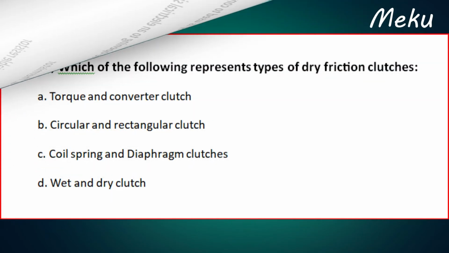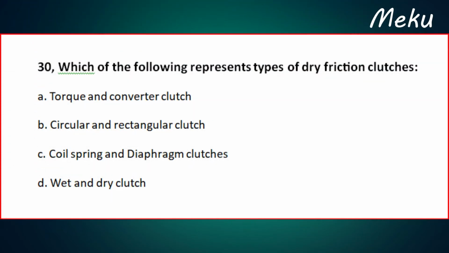30. Which of the following represents types of dry friction clutches? A. Torque and converter clutch. B. Circular and rectangular clutch. C. Coil spring and diaphragm clutches. D. Wet and dry clutch.